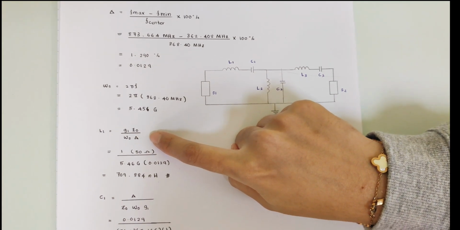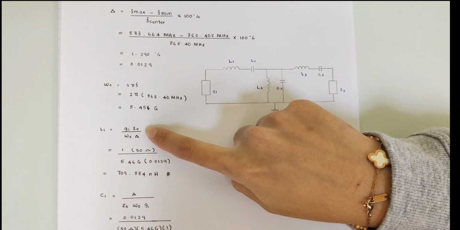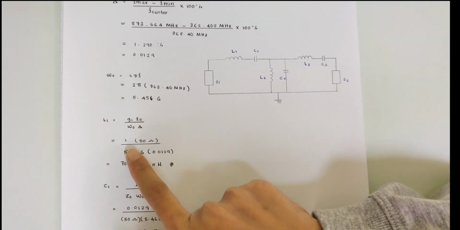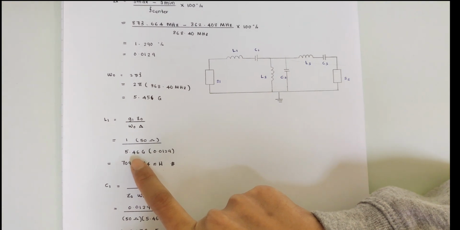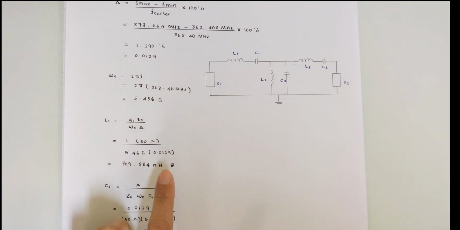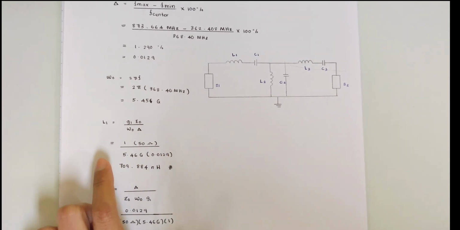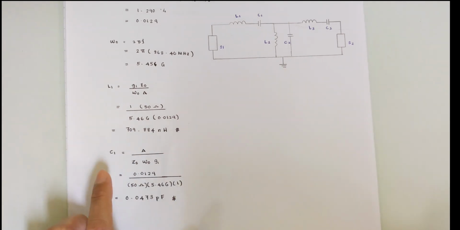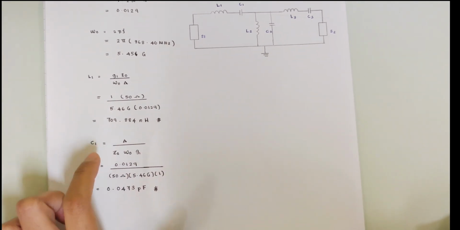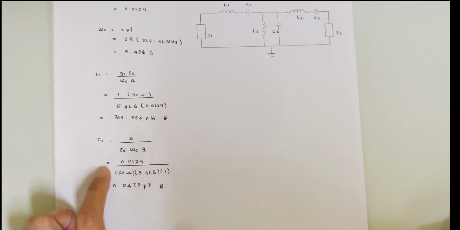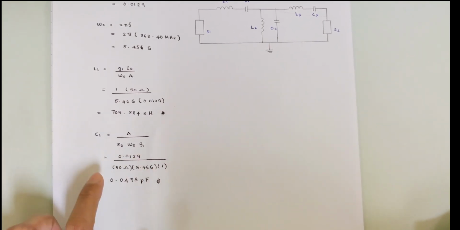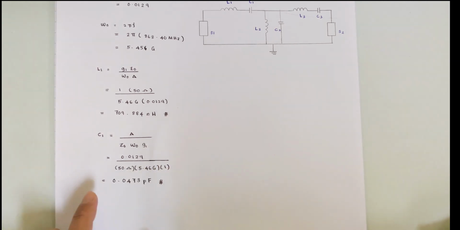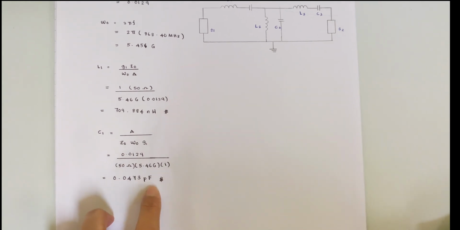For L1, we use the formula G1 times Z0 over omega times delta. For G1, based on the maximally flat table, the value is 1 and Z0 is 50 ohm. Omega is 5.46 giga times 0.0129 delta. So for L1, the value is 709.884 nanohenry. For the capacitor, the formula is delta over Z0 times omega times G1. The delta is 0.0129, Z0 is 50 ohm, omega is 5.46 giga and G1 is 1. So the total for C1 is 0.0473 picofarad.